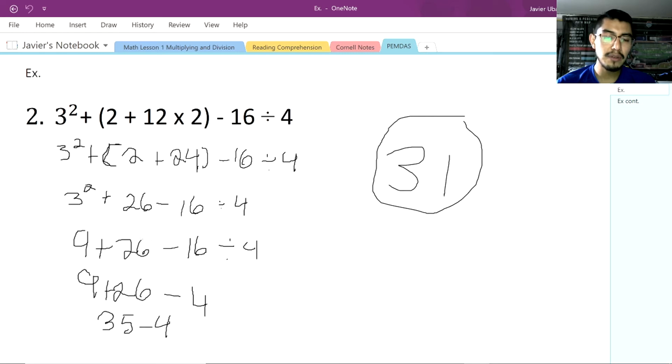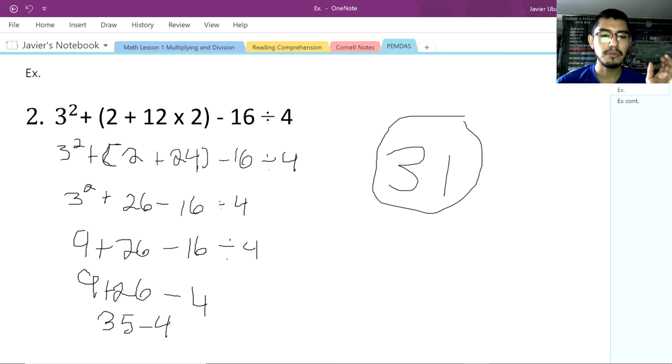Remember, you write everything after you finish your first operation, right? So after you finish your first operation, you write the rest down. Now we have addition, subtraction, division. We did parentheses already, we did exponents, we did multiplication. Do we have division? Yes, we do. So now you're going to write 9 plus 26, and then you're going to do 16 divided by 4, which is 4. Remember, we keep the negative right here.